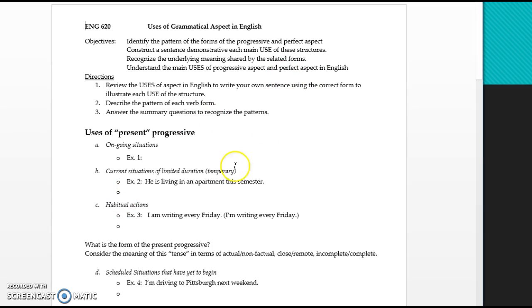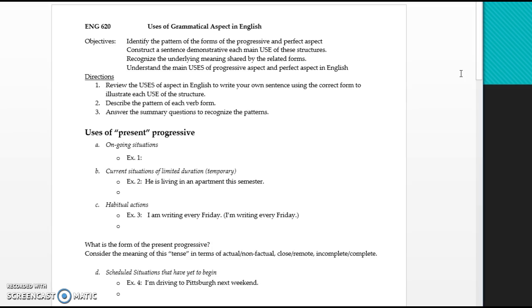And now that you have gotten that, let's look at what we have here. So what we're going to do is review the uses of aspect in English, and I want you to use your own sentences to demonstrate the correct form of each and put it under each of the different uses. Then we're going to have places where we describe each pattern, right? Linguistics is about finding the patterns in languages. And then we're going to answer some questions too.